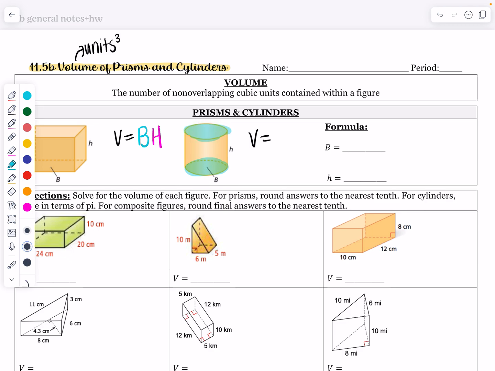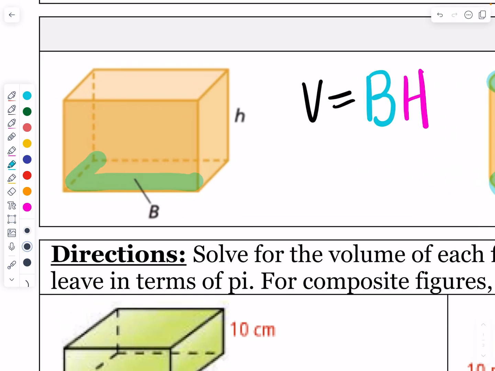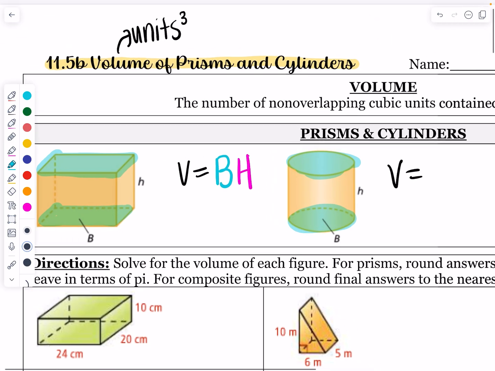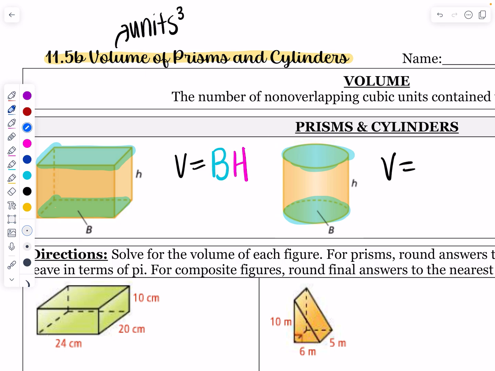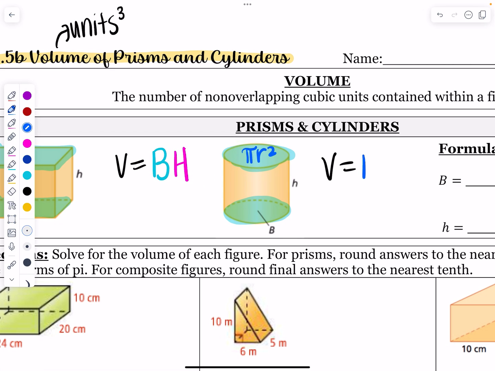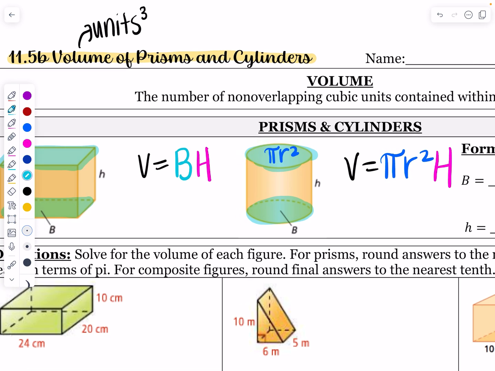So prisms can have different kinds of bases: rectangular, triangular, pentagonal, hexagonal, all different numbers of sides, because these are polygons. Whereas in a cylinder, it's always going to be a circle. So when you find the area of this base, it's always going to be pi r squared. So what do we get to fill in for a cylinder that we don't get to fill in for a prism? It's going to be pi r squared times the height every single time, because that's always going to be a circle. So it's still base times height. It's just that that's always a circle.